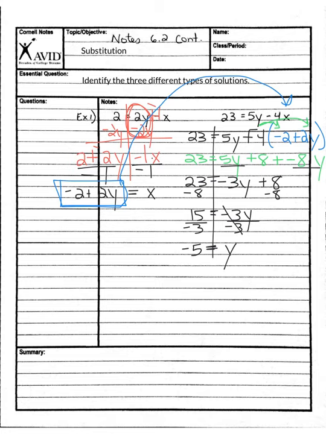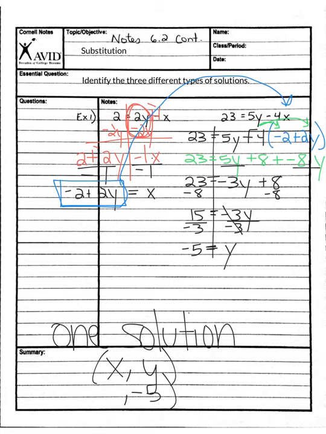We have a value for y. So that means this is going to be a 1 solution because we have one answer. Remember, a 1 solution is when you have an x and a y. We have a y. It's negative 5. So we just need to substitute into one of our original problems.